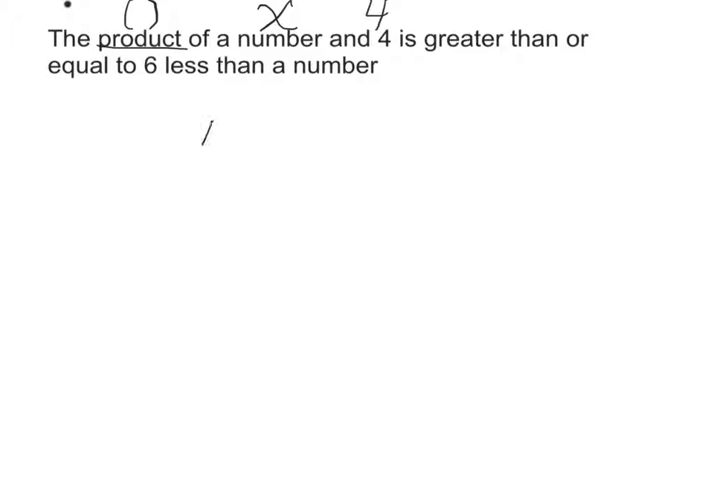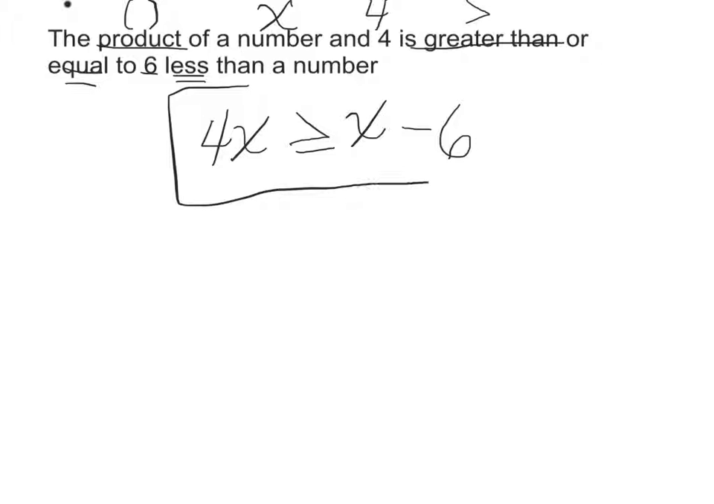So the product of a number, which is x, and 4 is greater than, so this is greater than or equal to, so that means it's this symbol, greater than or equal to 6 less than. When I have that less than, I know it goes at the end, a number. So this is my response to this question.